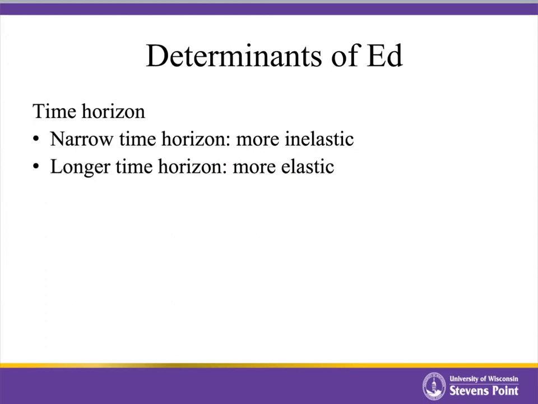Finally, the time horizon. If we have a very narrow time horizon, we tend to get more inelastic measurements simply because we have trouble changing our habits. Over longer periods of time, we tend to get more elastic responses. So if we think about the market for gasoline, if gasoline prices jump suddenly, which they appear to be doing right now, we may not be able to respond quickly to that. We still need to get to work.